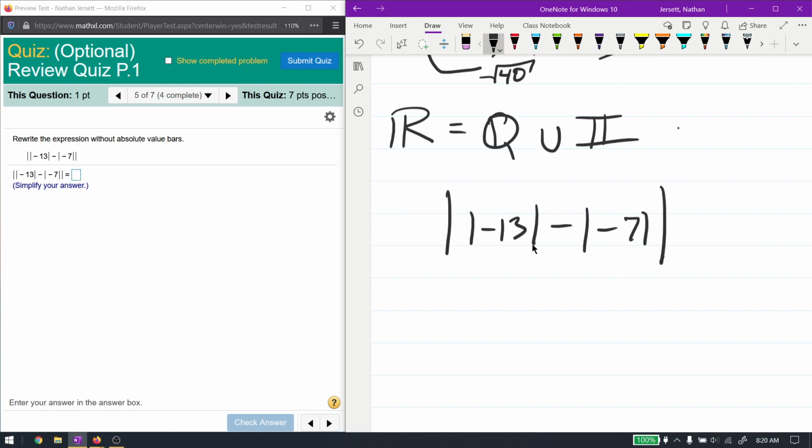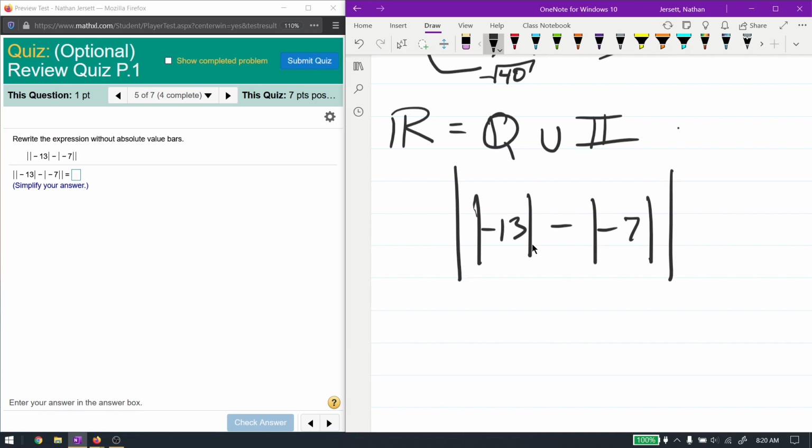So the absolute value of negative 13, let me make these absolute value bars a little bit bigger here. We have the absolute value of negative 13 minus the absolute value of negative 7, and then we take the absolute value of this entire thing. So the absolute value of negative 13 asks, what's the distance negative 13 is from 0? And it's 13 units from 0. I mean, that should make sense. If you draw a number line, negative 13 is 13 steps away from 0. It's always going to be a positive because distance is always 0 or positive. Negative 7 is 7 units away from 0.